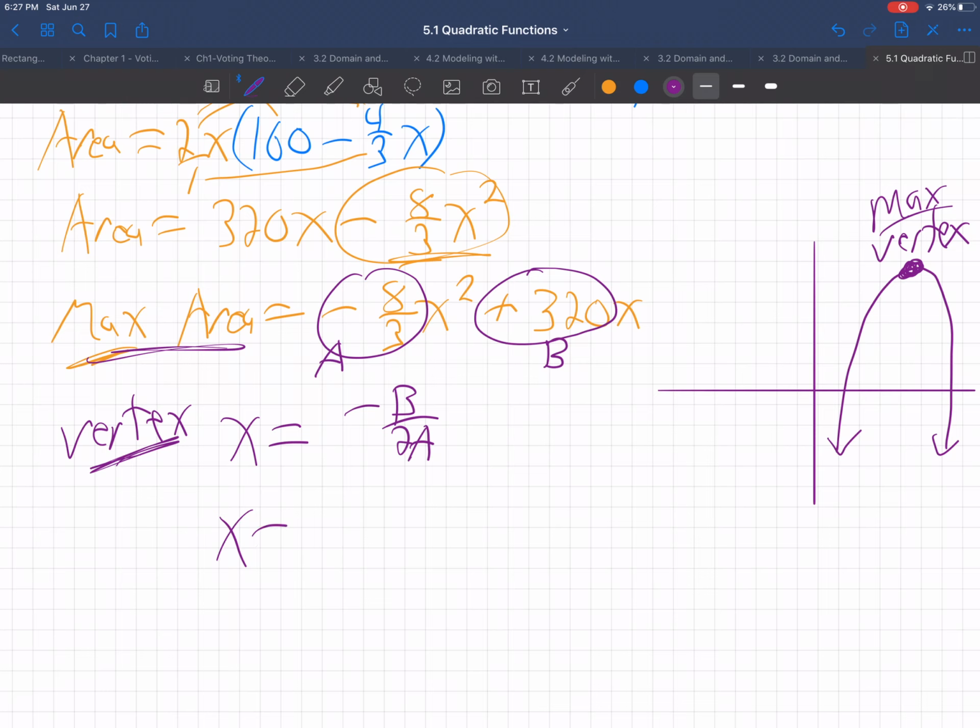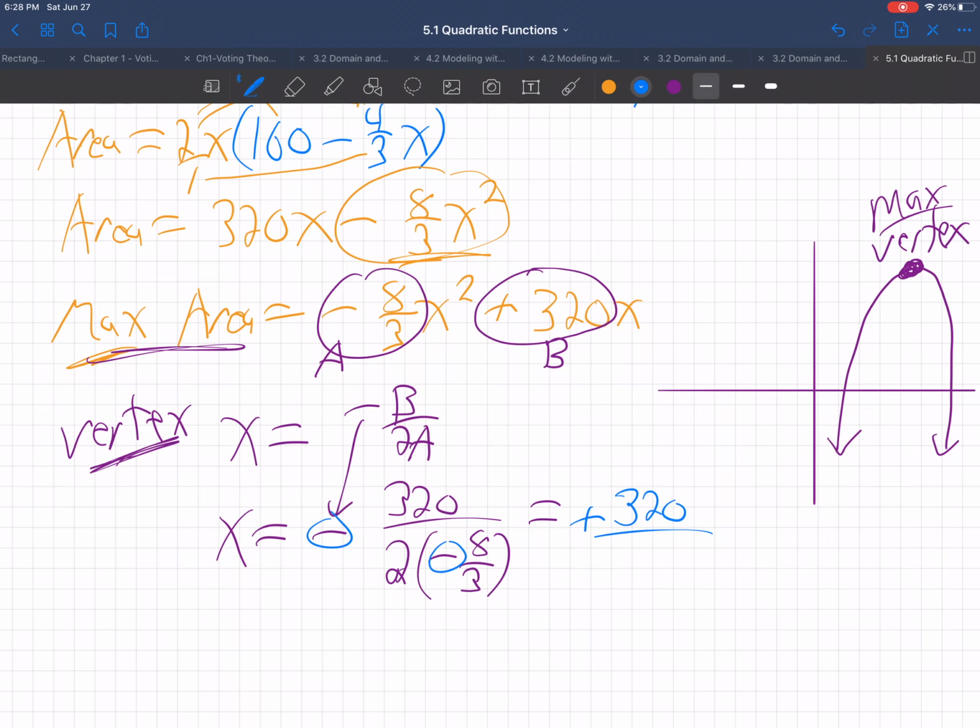So then this becomes x equals negative, get the negative form of that from b, which is 320 over 2 times a. A is negative 8/3. So what happens here? Well, right away you can just cancel these two negatives, right? These two negatives just make positive. We'll take 320 over, now this is 2 over 1, so the 2 multiplies the 8, and the 1 multiplies the 3. So you get 16/3.